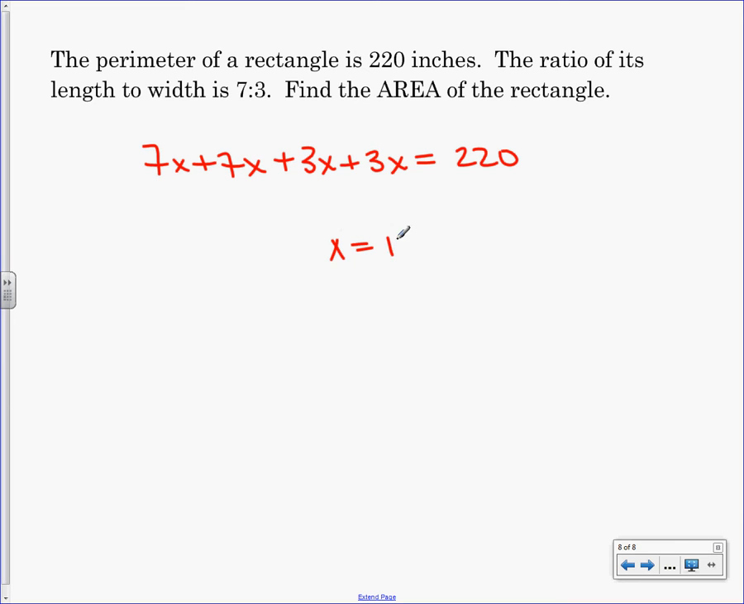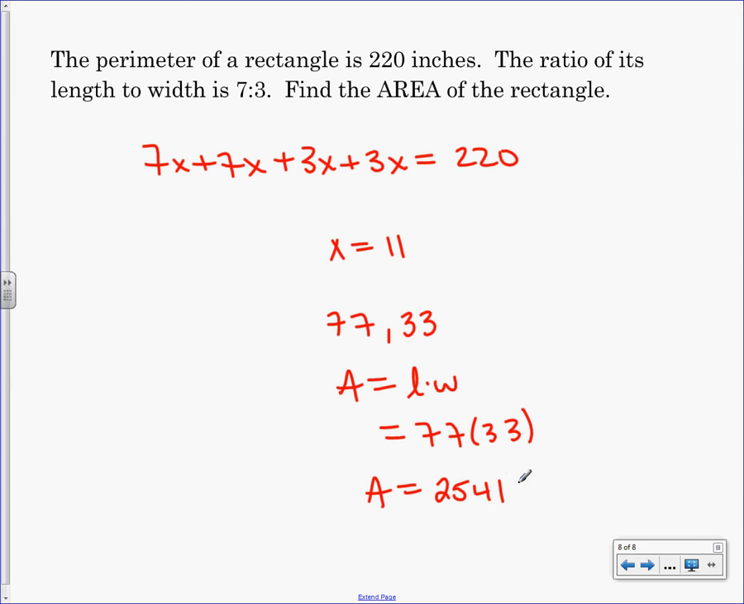Okay. 11. So the question, though, is find the area of the rectangle. On all the other ones, we just plug the 11 back in. So what are the two sides of the rectangle? 77 and 33. If they want area, what's the formula for the area of a rectangle? Length times width, right? So I'm going to have to take 77 times 33, which is what? 2,541 inches squared.